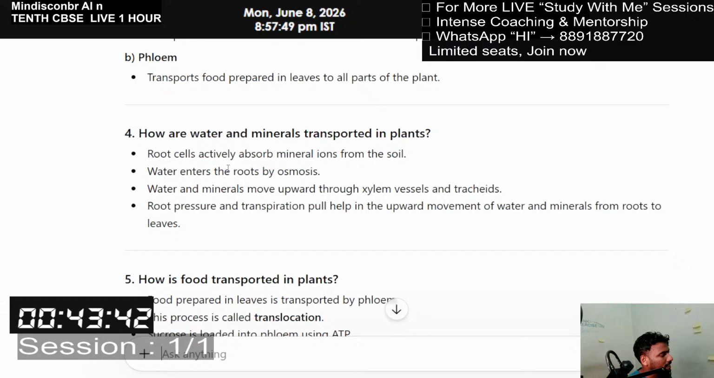The root cells actively absorb mineral ions from the soil, and as a result, water enters the roots by osmosis. Water and minerals move upward through xylem vessels and xylem tracheids. Root pressure and transpiration pull help in the upward movement of water and minerals from roots to leaves. So, from roots to leaves, if the minerals or water have to be transferred, it has to undergo either root pressure or transpiration pull.